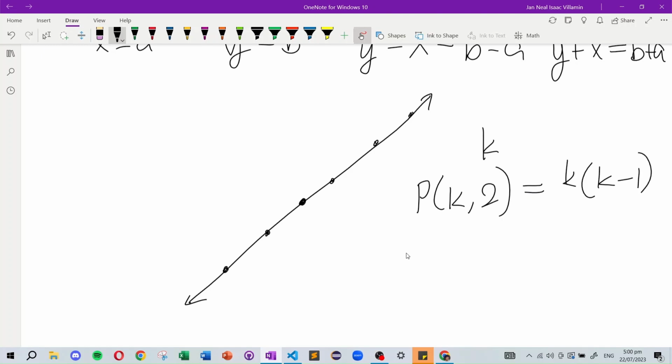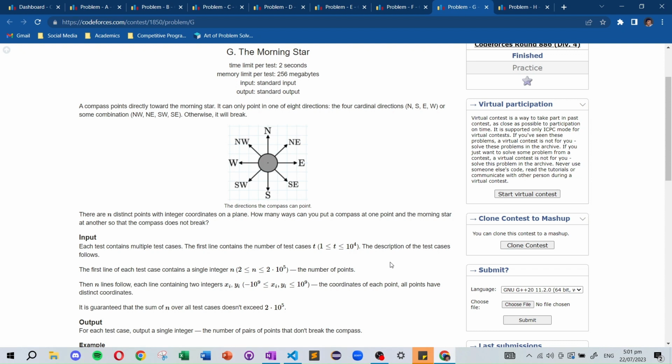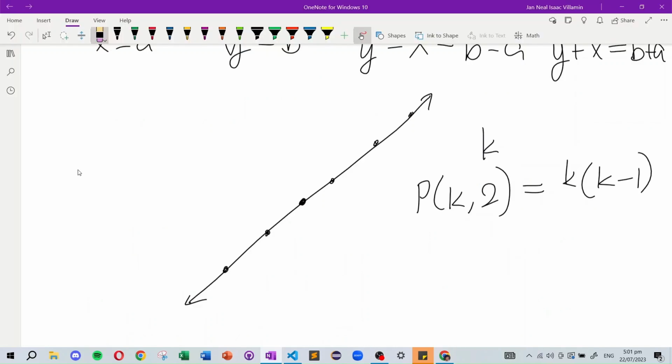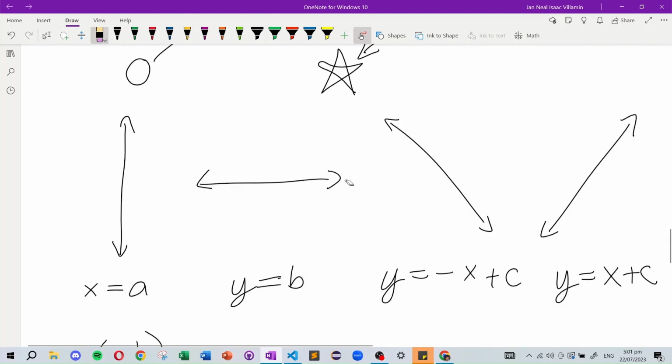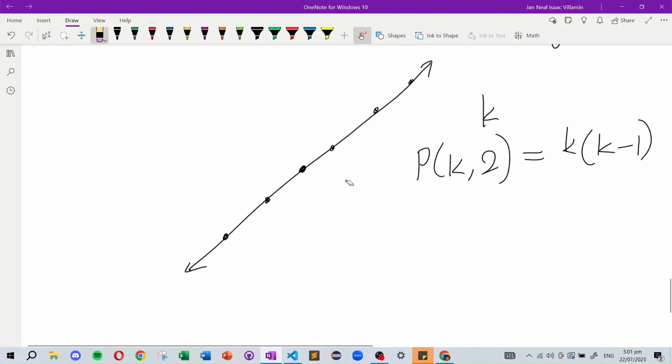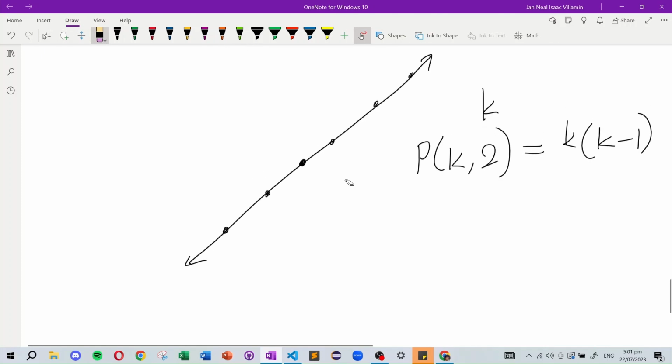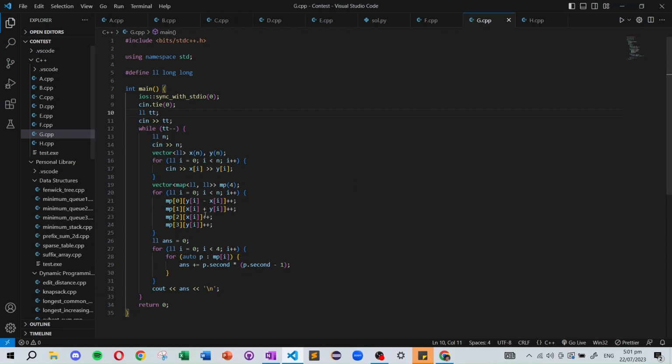And this works when k is equal to 1, because it's just going to be 0. So you cannot place it at the same point, if that makes sense. I don't think you can. Yeah, one at one point and the morning star at another. Okay, so that's just the solution to this problem.